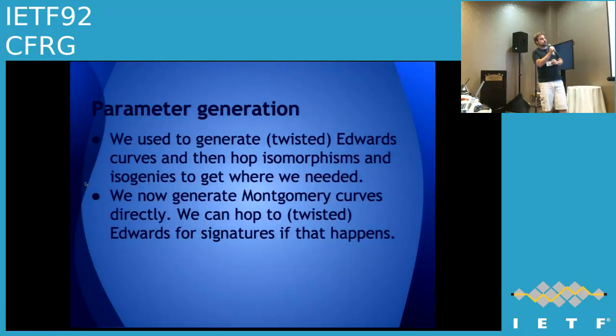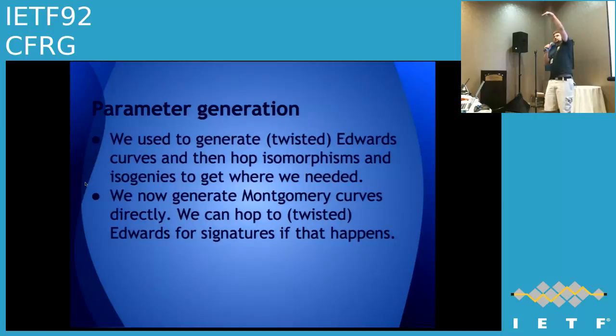The parameter generation originally was taken from Microsoft's draft, and it has now been completely replaced. So we used to generate twisted or untwisted Edwards curves depending on the prime modulo 4. And then once we got these Edwards curves, we would do isogeny and isomorphism hops to reach the point where we actually wanted, i.e. curve 25519 or the other Montgomery one.